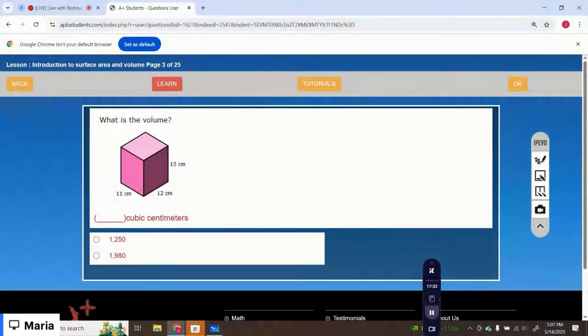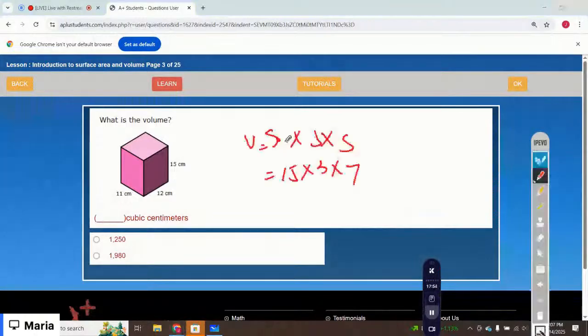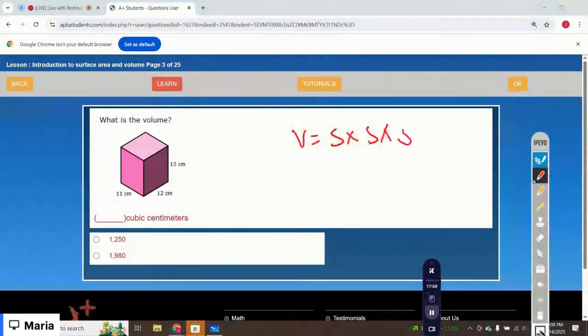What is the volume? So you have to do side times side times side. That is V equals side times side times side. You have to do 11 times 12 times 15. So that is 1980. So option number two is the correct option.